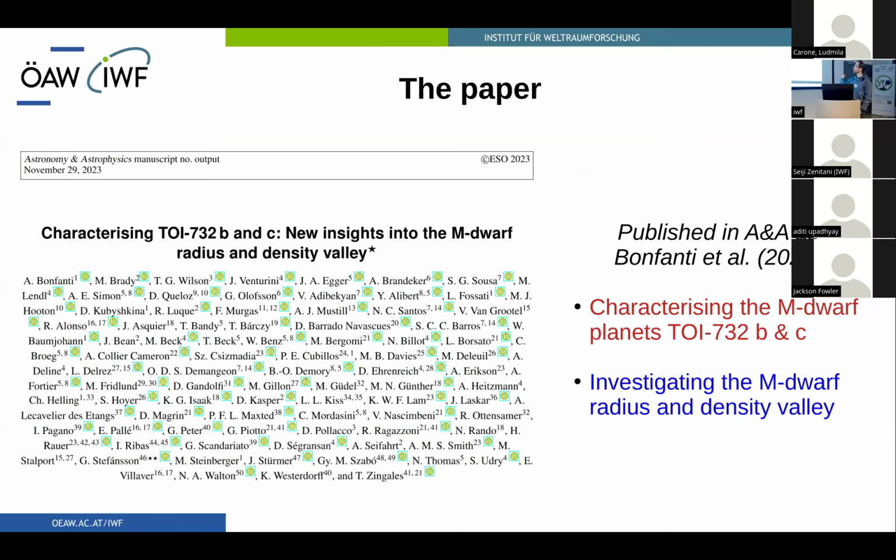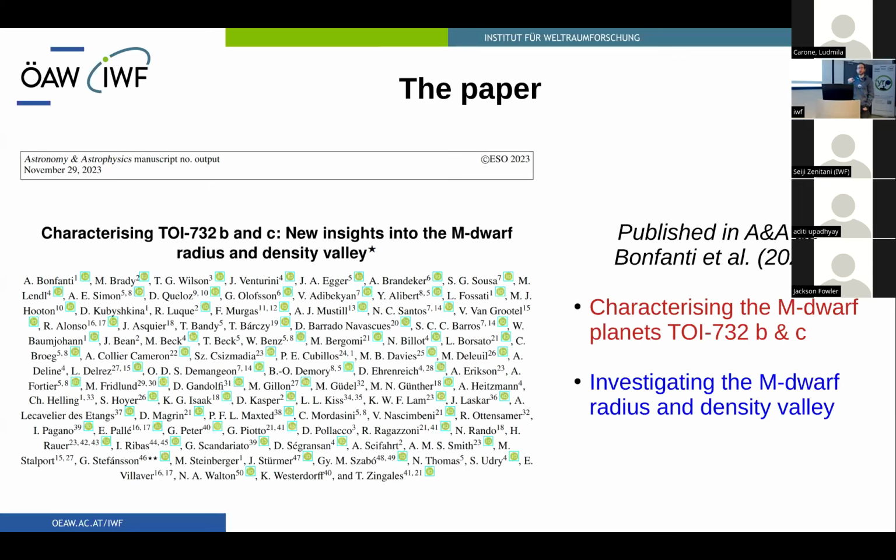And basically, with the present day seminar, I would like to give you a broad summary of this paper that I had the pleasure to lead in 2024, which was a joint effort between the CHEOPS space-based mission and the MAROON-X spectrograph, beyond many other facilities, to properly characterize TOI 732, which is an M dwarf hosting two planets, planet B and planet C.